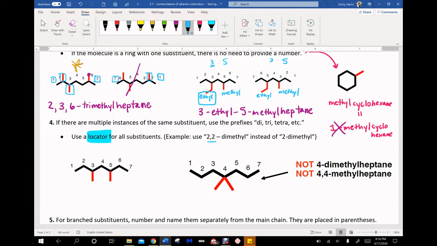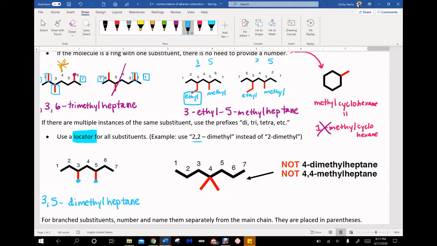Okay, so let's look at this first one. We have a methyl group with 1 carbon attached to both carbons 3 and 5. All right. And so what we're going to do in this case is account for both of those methyl groups. So we'll say 3,5. Then we have 2 of those methyls, so it's dimethyl. Our chain is 7 carbons long, so our suffix will be heptane. So this is 3,5-dimethylheptane, all right. So now let's look at the next one.